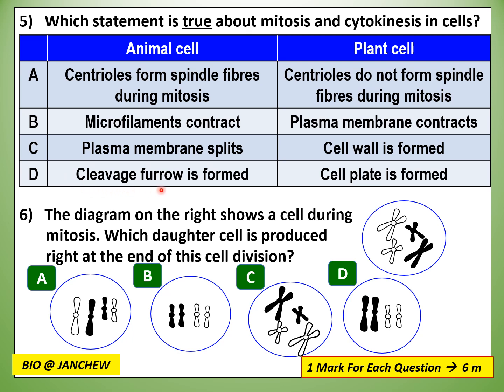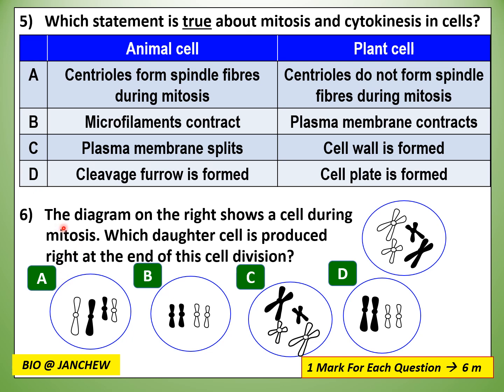Now D, cleavage furrow is formed. Correct. During cytokinesis in animal cells, microfilaments will contract, and when they contract, they form a cleavage furrow, which is a groove that deepens until the cell splits into two. Correct. Cell plate is formed. Yes, cell plate is formed from the vesicles that combine together in the center of the cell. And then the cell plate will develop into a cell wall. Okay, so the answer is D, the correct statement.